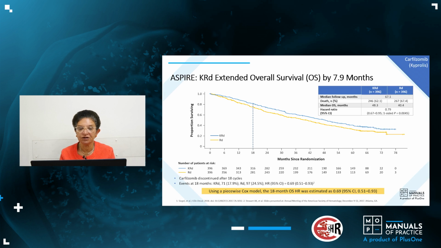How about the overall survival? Kyprolis extended the overall survival in addition to RD by 7.9 months versus RD alone, the line in blue versus the line in yellow. And this was also statistically significant.